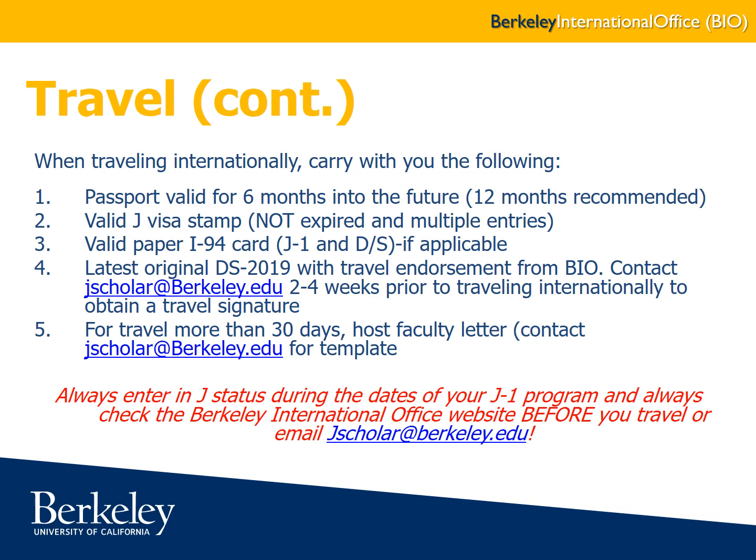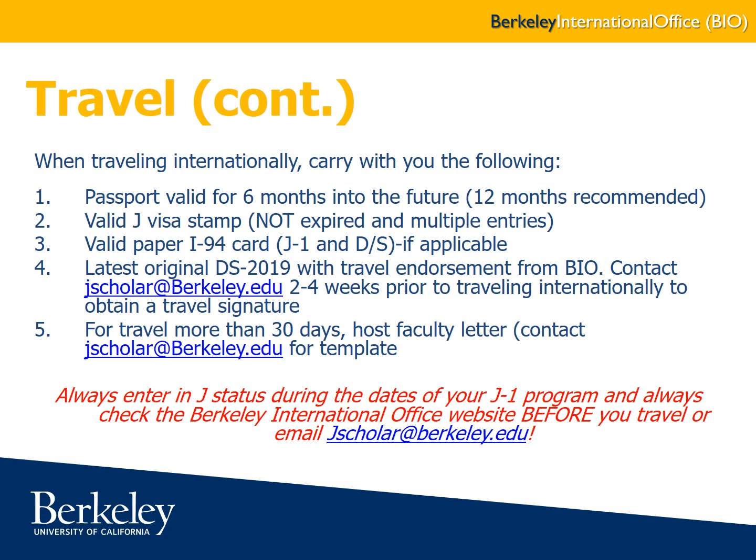Let me summarize the documents you will need to return to the U.S. Your passport, valid for 6 months beyond the intended period of stay, though 12 months is recommended. Make sure that you have a valid J visa stamp that has not expired on the date you plan to return, and that it allows multiple entries. Also bring your original DS 2019 with a travel endorsement from the Berkeley International Office.